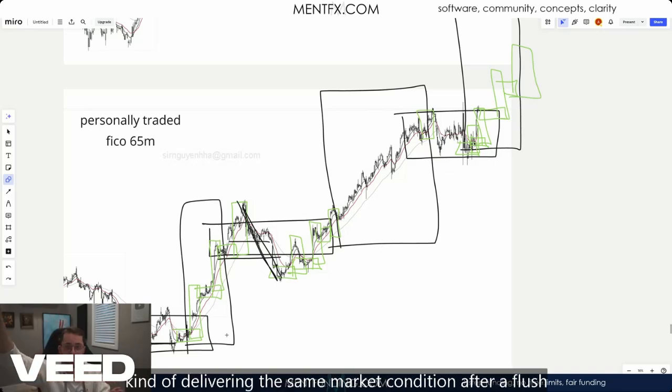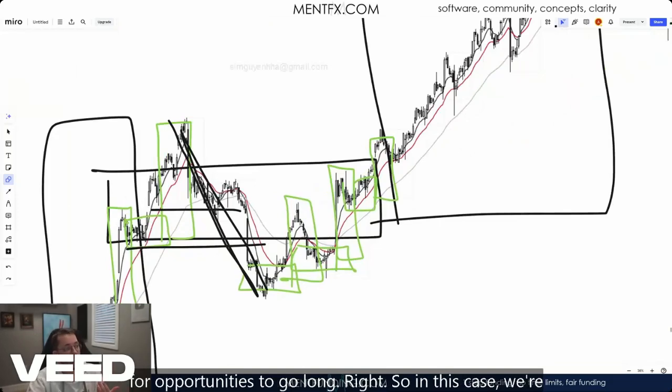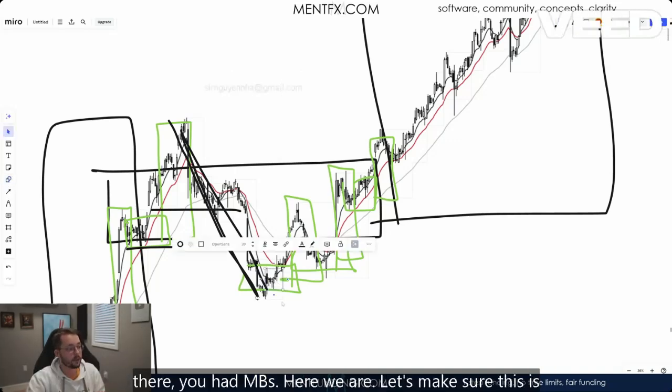They're both kind of delivering the same market condition. After a flush out, which is oftentimes what we see, a move into a flush out, which starts at stage one, we start to see MBs get built for opportunities to go long, right? So in this scenario, as this gets built, and again, I'm only going to look at the particular ones that actually ended up working out. But from there, you had MBs.